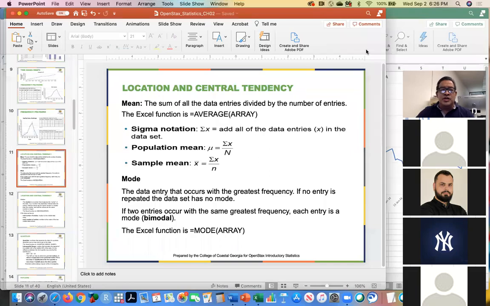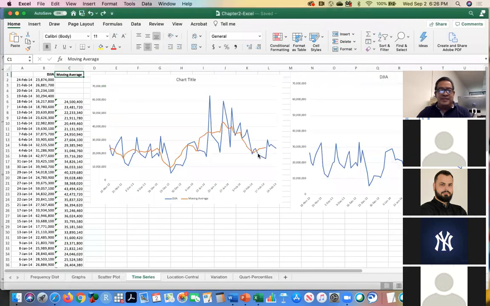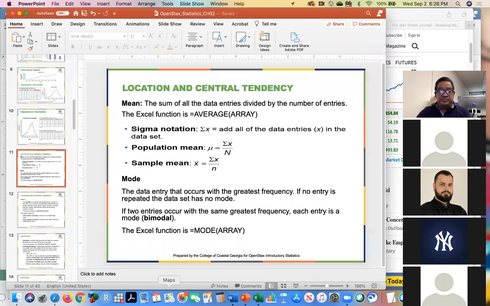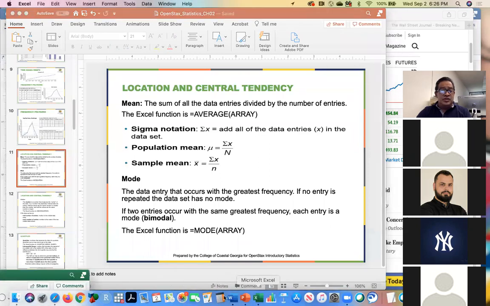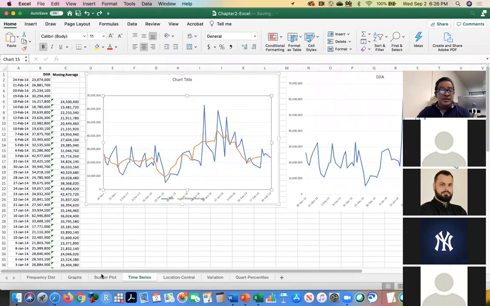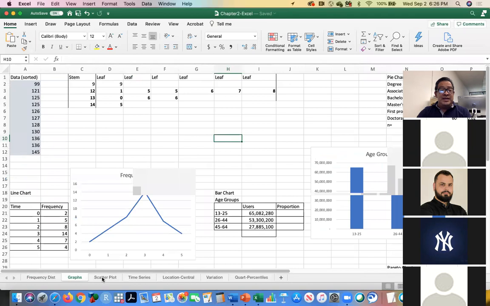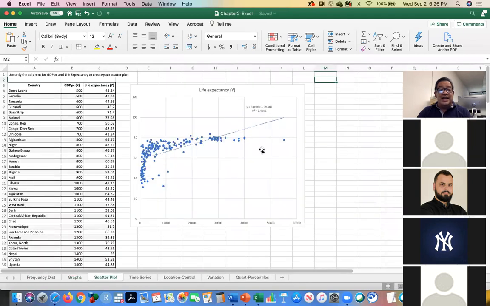Sure. So I'm going to repeat, I just gave a little bit of an explanation of what we did in the previous class, and especially going through the different graphs, the frequency distribution. So the frequency distribution table, the graphs that we built, the scatter plot, I like this very much.